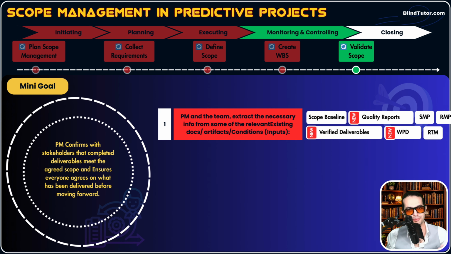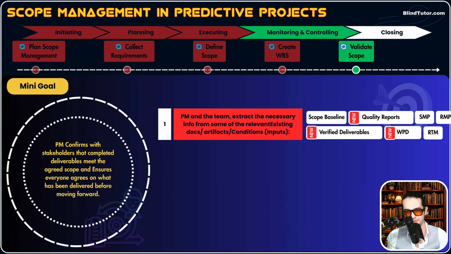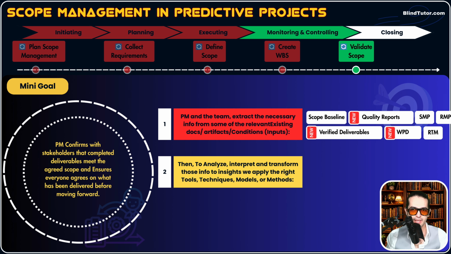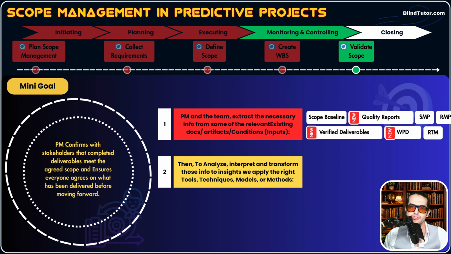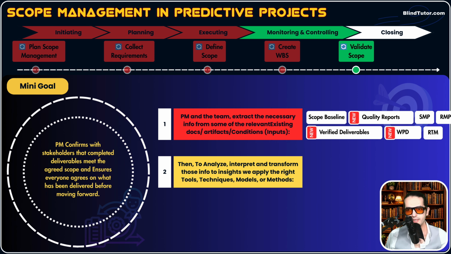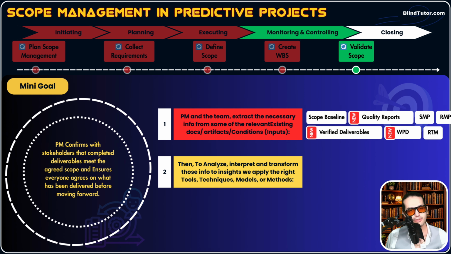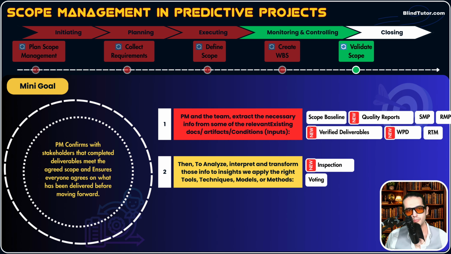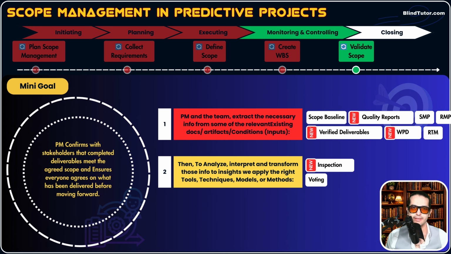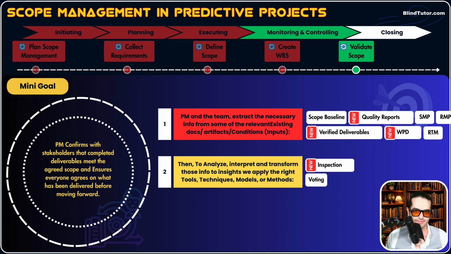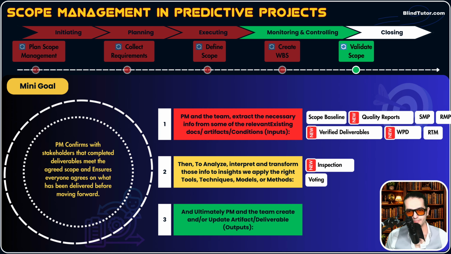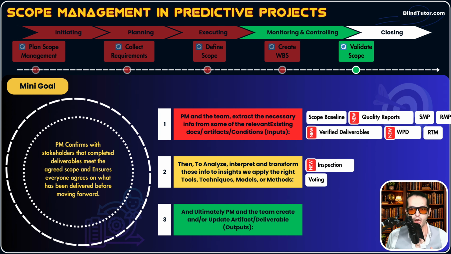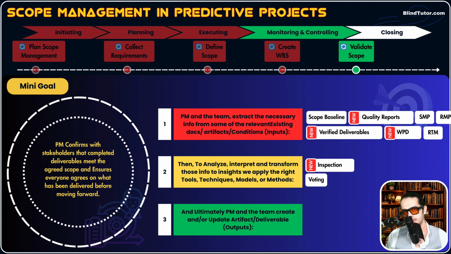It doesn't start from scratch. This process starts from somewhere, and that somewhere are these documents. Then, to analyze, interpret, and transform that information into insights, we apply the right tools, techniques, models, or methods. There are two tools and techniques that we use in this process: inspection and voting. And finally, ultimately, the PM and the team create and/or update artifacts, deliverables, etc.